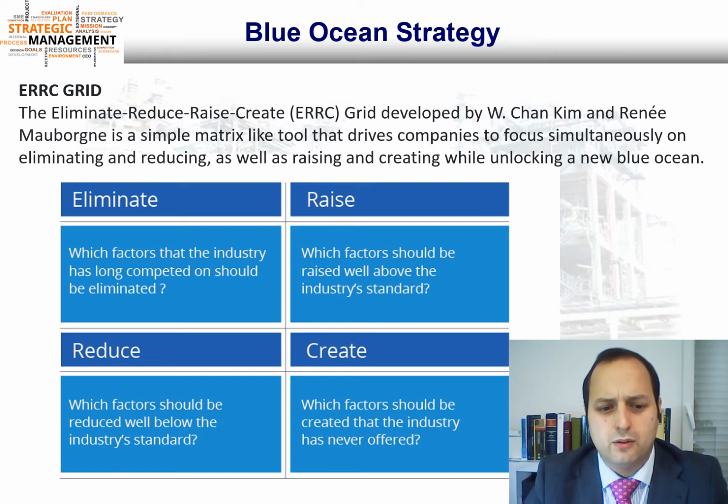Another quadrant is reduce. You have to wonder which factors should be reduced well below the industry standard. Maybe there are a lot of secondary things that are not really important for customers, and you can cut such costs. And finally, you have the quadrant of create. You have to wonder which factors should be created that the industry has never offered. So you do not have to focus on your competitors. You have to focus on what factors have been seen in the concrete industry, so that you might create new value.